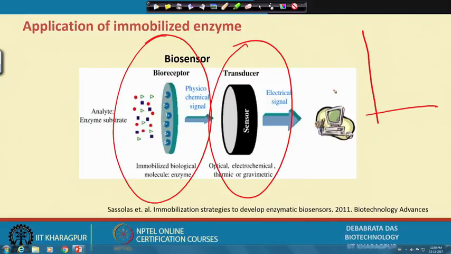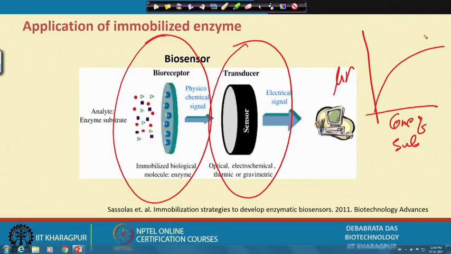The transducer may be of different types. Mostly we have two different types: one is potentiometric, another is amperometric. Potentiometric means with respect to change of voltage, and amperometric means with change of current, so we can easily find out what change takes place, and we correlate that with the concentration. I can give a very simple example. Suppose this is microvolt and this is the concentration of substrate, maybe glucose. So it is like this.